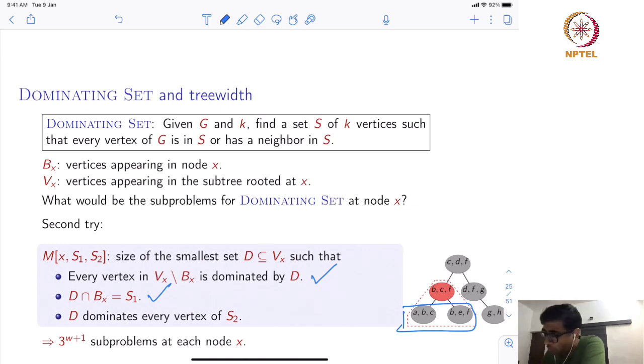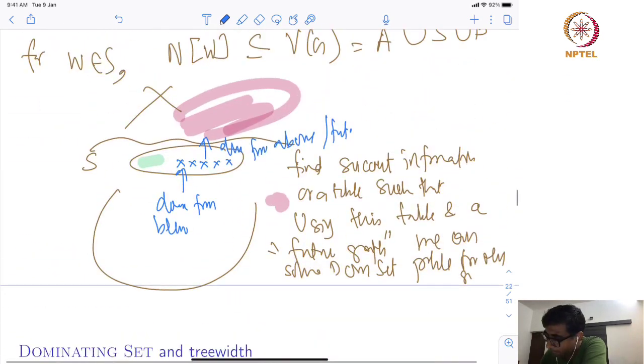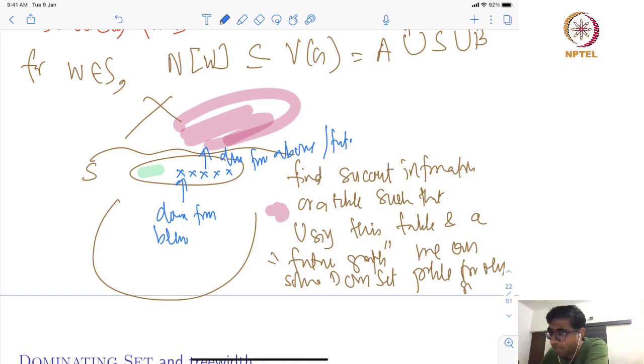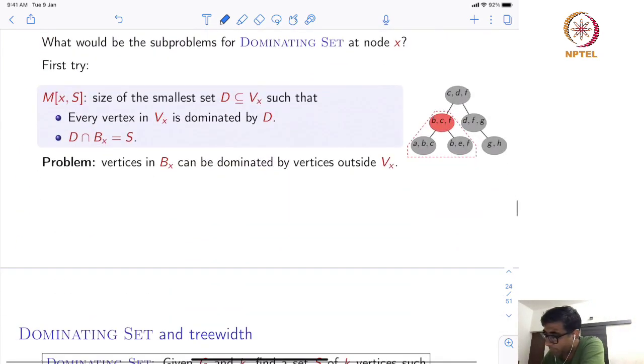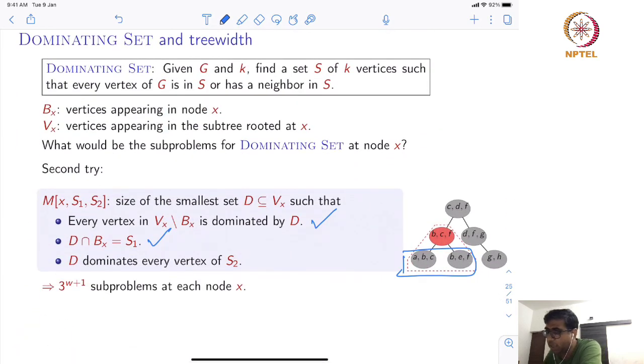So as I told you, some vertices here could just be dominated by these green vertices, so dominated from below, which also means that they are probably dominated from here. So this is what we are trying to write here. It's the size of the smallest set from below which has some property. Every vertex from here is dominated by D. That's one thing. D intersection Bx, you are going to pick S1 from here, and D dominates every vertex of S2. So how many such problems are you going to create?